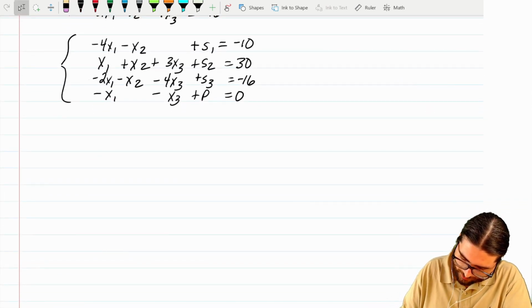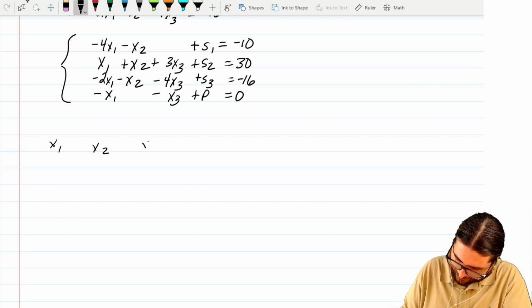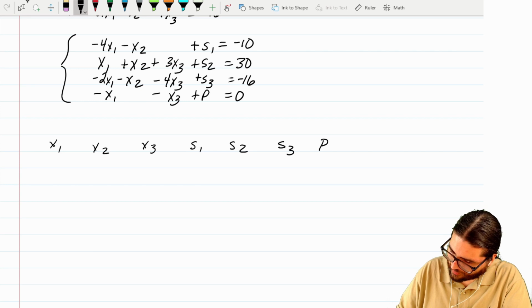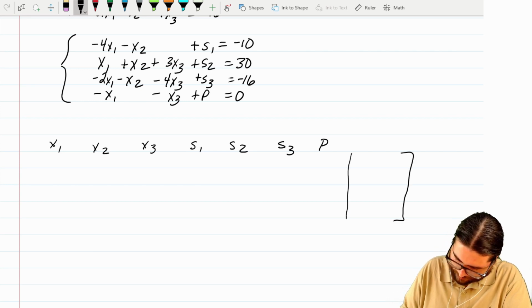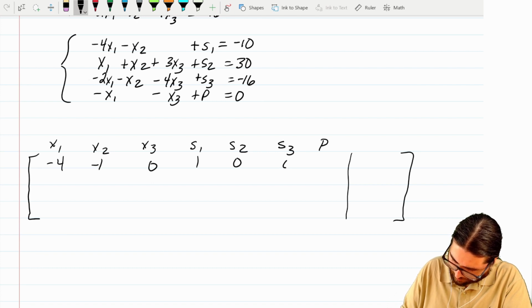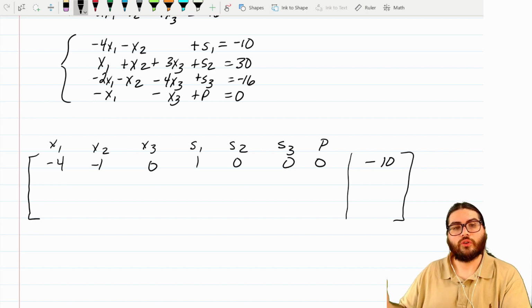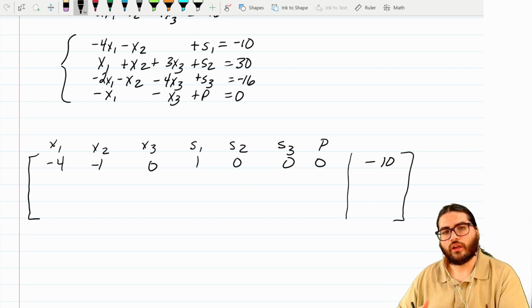So my simplex matrix looks like this. Got x1, x2, x3, s1, s2, s3, p, and across the bar. Pretty big matrix, but that's okay. I'm just going to copy down all the coefficients. Remember, wherever those variables are not present, I have a 0. So in this case, there's a 0 in the x3 column and in the s2, s3, and p columns.